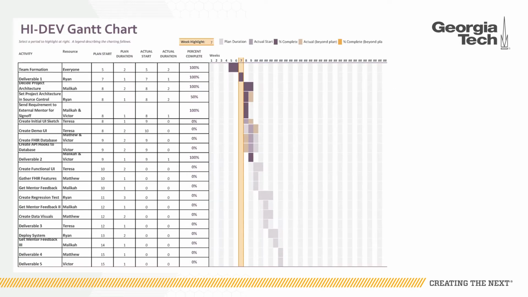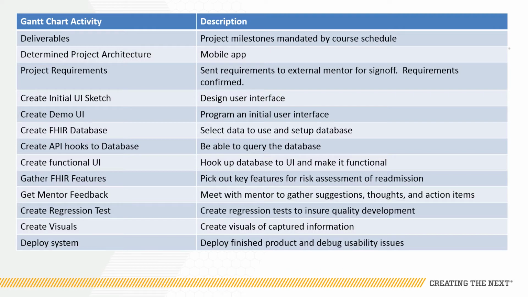Here is a complete view of our Gantt chart. As of the last update, we have completed an additional 3 activities. Let's take a closer look. We have determined we are creating an Android mobile application, and our project requirements have been approved by our external mentor. We will continue to communicate with our external mentor as well as our project mentor to seek feedback as we progress throughout the project.